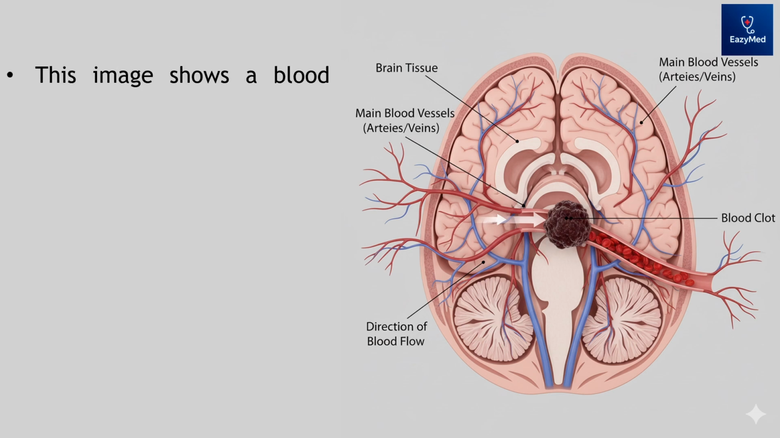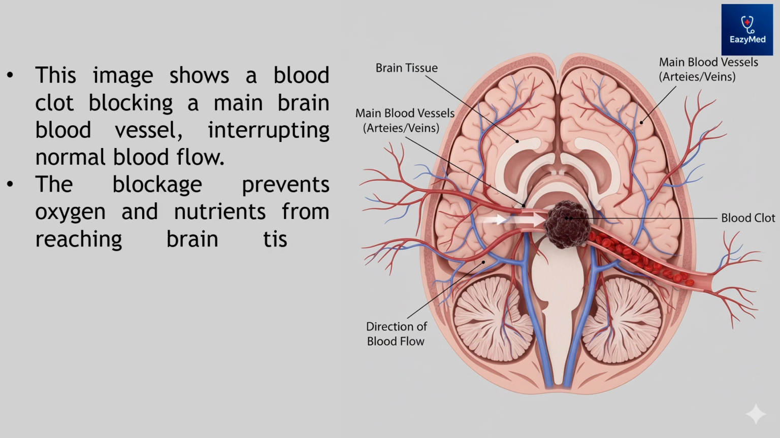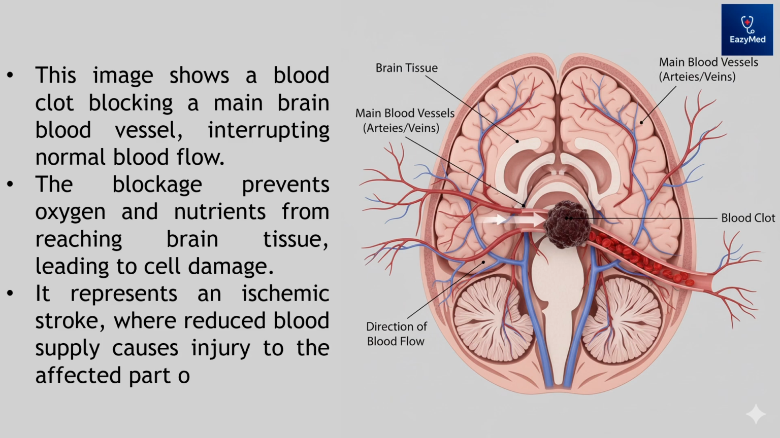This image shows a blood clot blocking a main brain blood vessel, interrupting normal blood flow. The blockage prevents oxygen and nutrients from reaching brain tissue, leading to cell damage. It represents an ischemic stroke where reduced blood supply causes injury to the affected part of the brain.